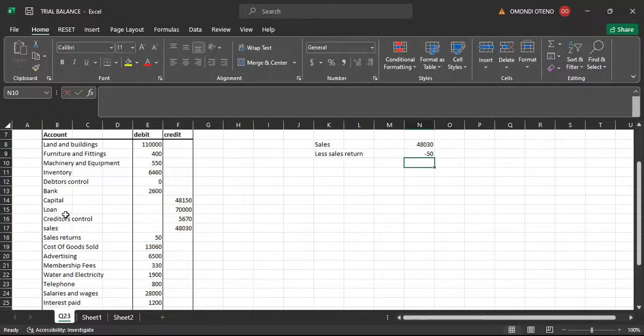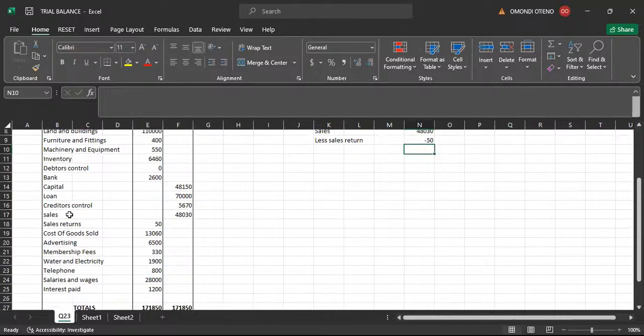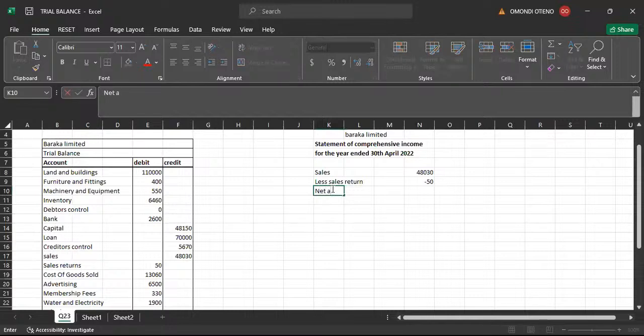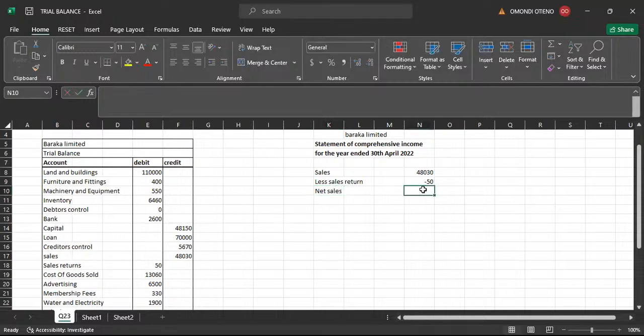Is there any other thing that will be affecting our sales? We don't have any additional information. So what do we call this one here? Net sales. So that is the net sales value. That is the difference between those two, which is 47,980. So that's our net sales value.